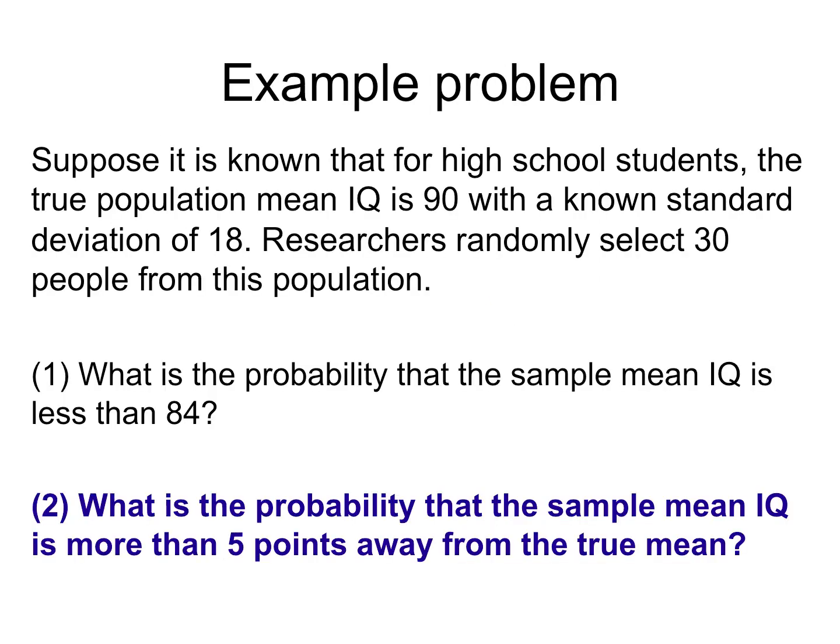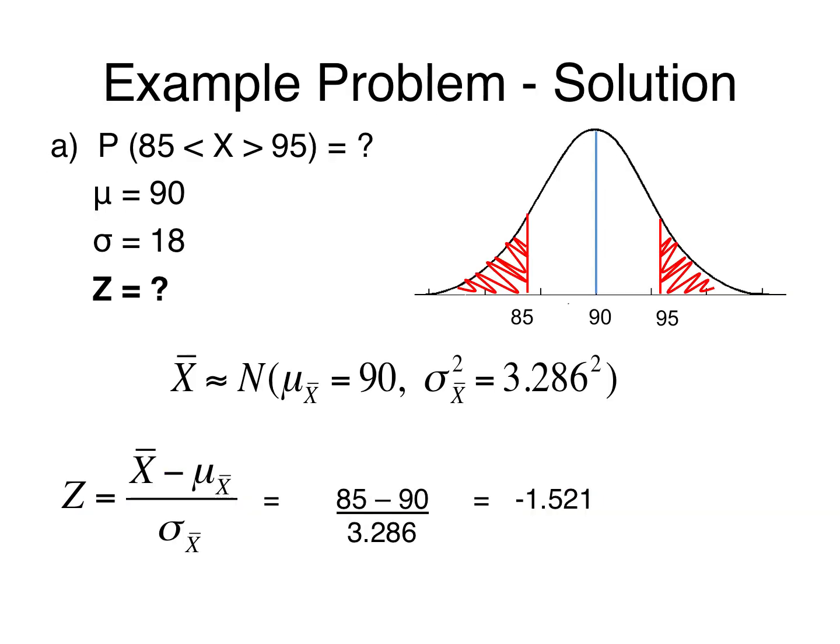Okay, so now let's turn to part 2 of the problem. What is the probability that the sample mean IQ is more than 5 points away from the true mean? More than 5 points away, meaning 5 points in either direction of the mean, so either below 85 or above 95. So if we first start with 85 and follow the same process that we did previously, we get a z-score of negative 1.52. So getting a sample mean of 85 is 1.52 standard deviations below the true mean, or 1.52 standard deviations below what we would expect the sample mean to be.